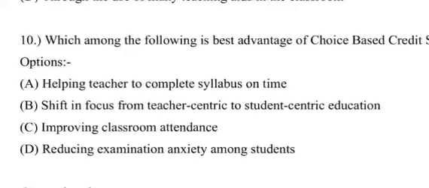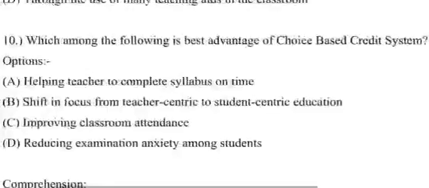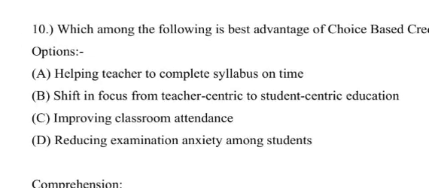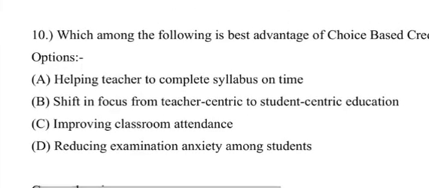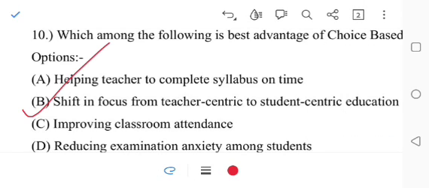10. Which among the following is the best advantage of choice-based credit system, in short CBCS? Helping teachers to complete syllabus on time, shift in focus from teacher-centric to student-centric education, improving classroom attendance, reducing examination anxiety among students. Number 10, number B will be correct. Shift in focus from teacher-centric to student-centric education.